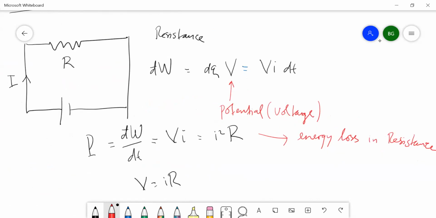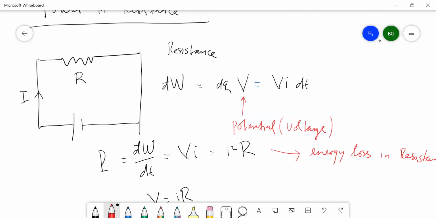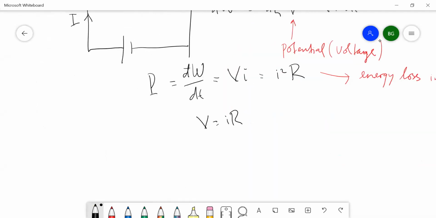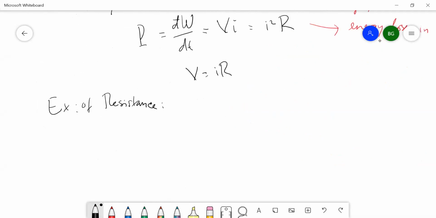So the device component, for example, an example of resistance.